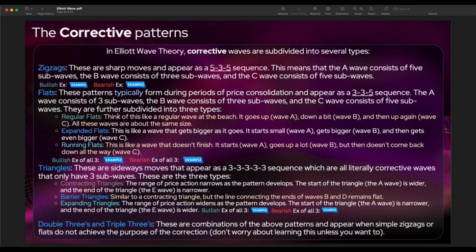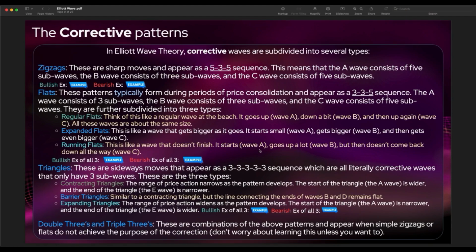So irregular flats. Think of this like a regular wave at the beach. It goes up, down a bit, and then up again. All these waves are about the same size. So in other words, wave A goes up, wave B goes down, wave C goes up. Expanded flats. This is like a wave that gets bigger as it goes. It starts small, wave A, gets bigger, that would be wave B, and then even bigger, wave C. So it just keeps growing and growing. Running flats. This is like a wave that doesn't finish.